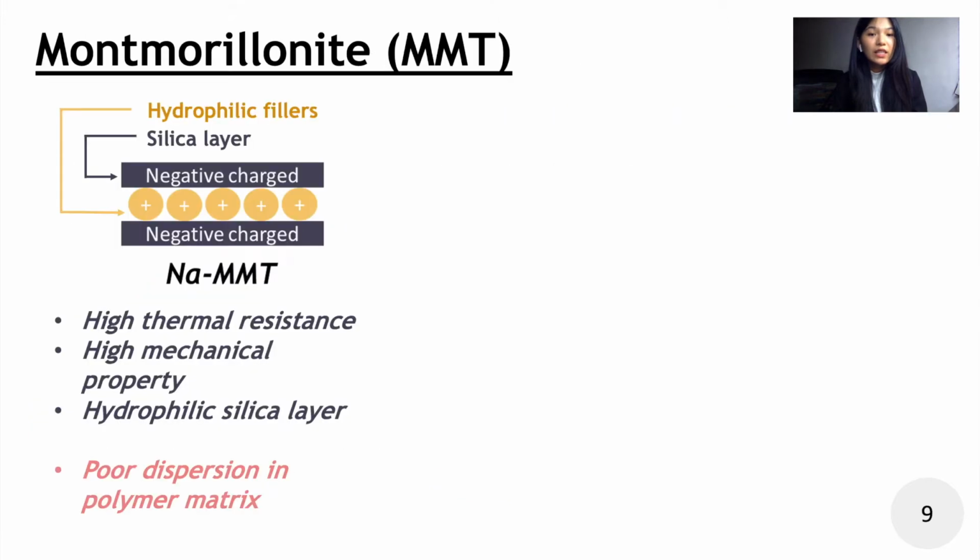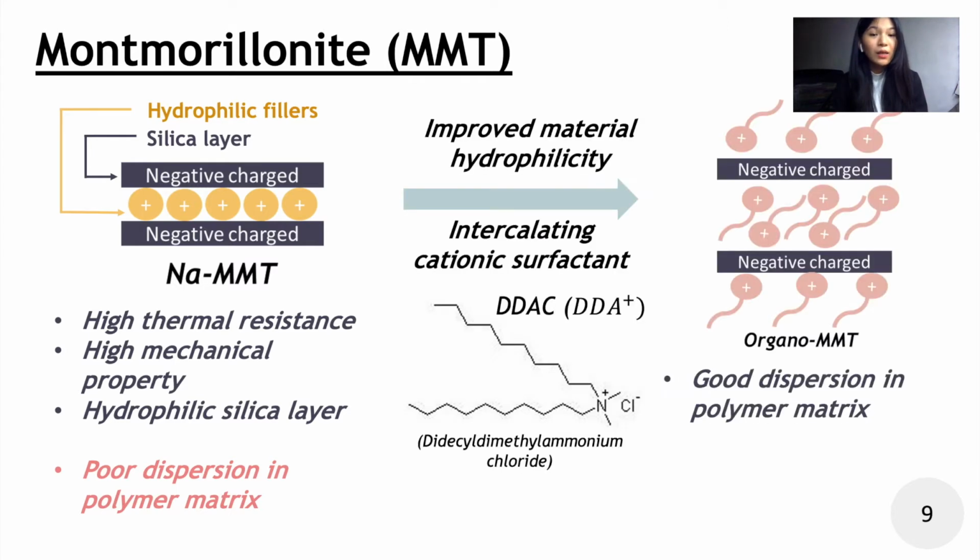One of the additives that can be incorporated during IP are clays, such as sodium montmorillonite or NaMMT and organomontmorillonite or OMMT. NaMMT has a high thermal resistance, high mechanical property, and it has a hydrophilic silica layer. However, its dispersion in a polymer matrix is poor. NaMMT can actually be enhanced by intercalating a cationic surfactant within the layer, improving the material's hydrophilicity. After adding the surfactant, the NaMMT is now an organo-MMT, and its dispersion in the polymer matrix is now good.